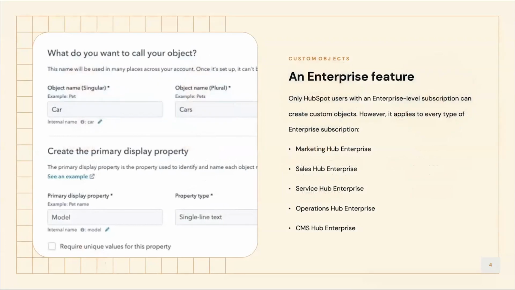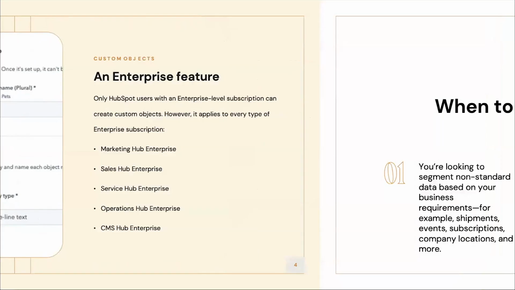So we're going to be having a chat about a couple of things today. Firstly, custom objects, an exciting feature that HubSpot has within all of its enterprise platforms. So the first thing to note is it is an enterprise feature. If you're not an enterprise, then you might need to look at upgrading. But certainly with enterprise, any of the hubs, the Marketing Hub, Sales Hub, Service Hub, Operations Hub, or CMS Hub will qualify you to access custom objects across the rest of the platform.